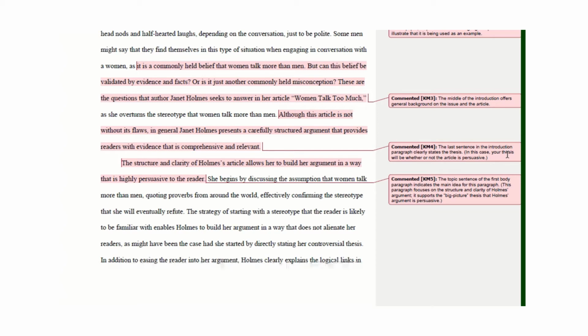Now, when you get into the body, your task here is not to summarize the article. Your task here is to evaluate it. An evaluation is a value judgment. So again, you're assessing whether the article is convincing or isn't. Every single body paragraph has to relate to that thesis.